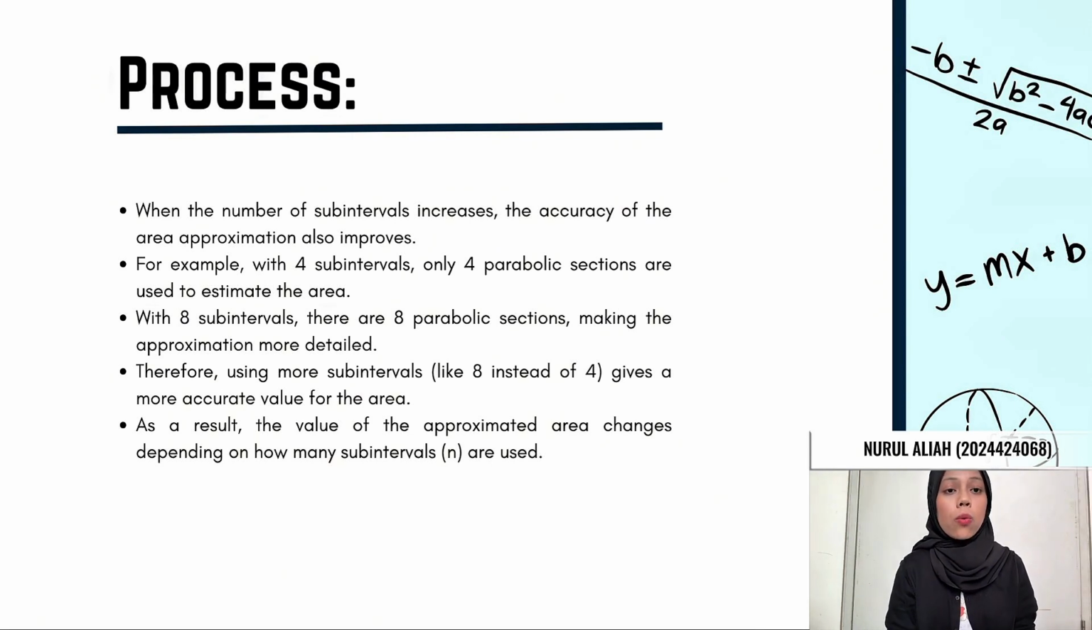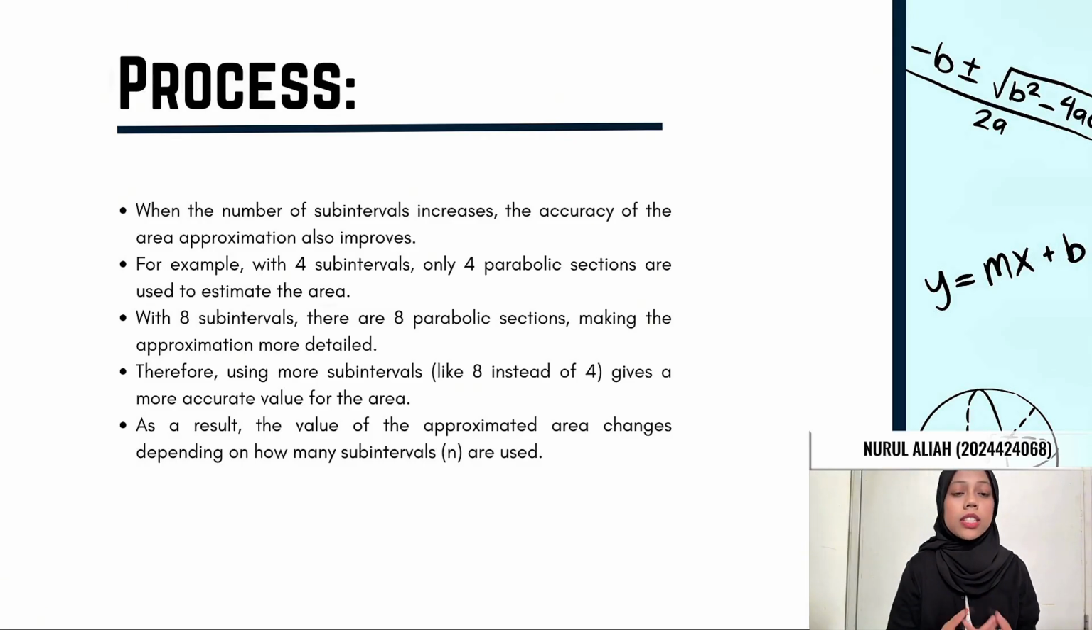In conclusion, when the number of intervals increases, the accuracy of the area approximation also increases. It will result in different values for the area depending on the value of n. And I think that's all from us.